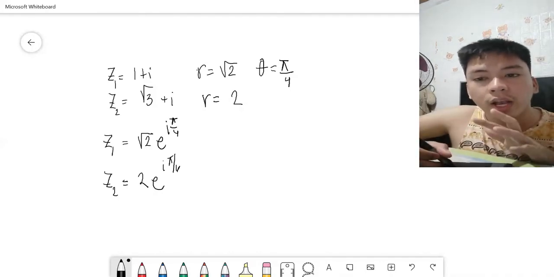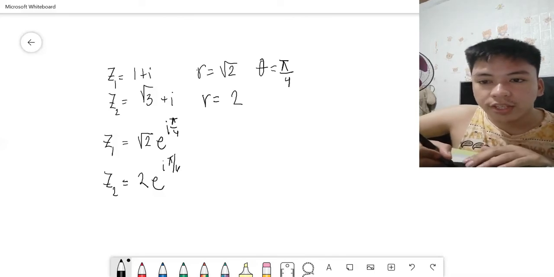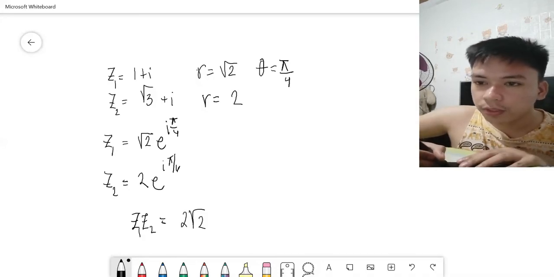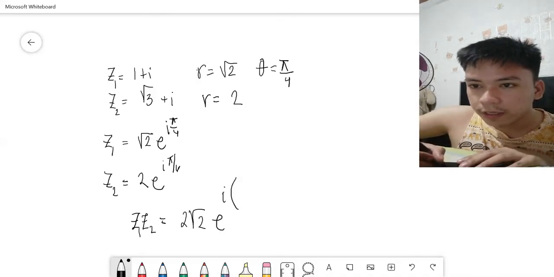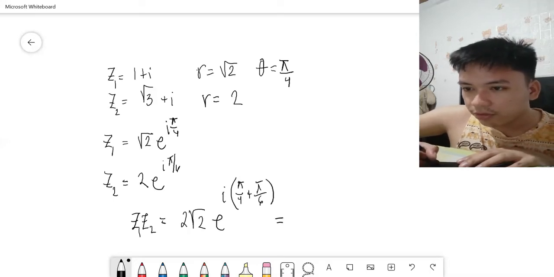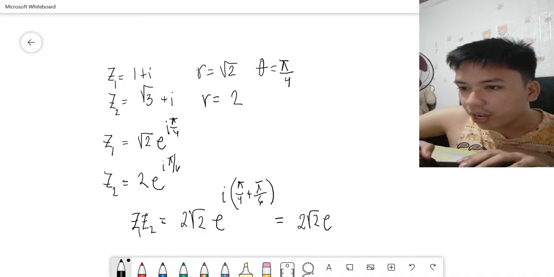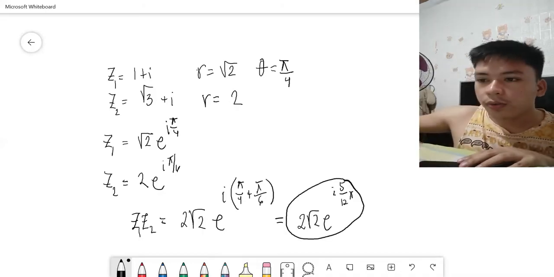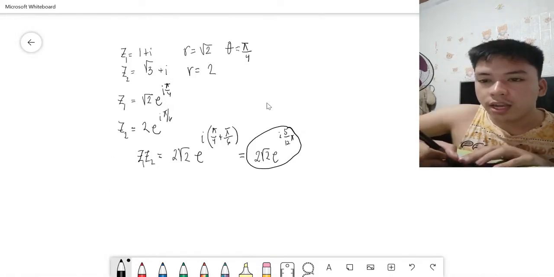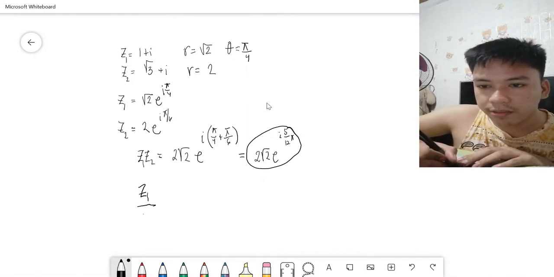Now, since I know this is how I write z1 and z2 in this manner, the product of z1 and z2, I can write this as 2 square root of 2 e to the i, pi over 4 plus pi over 6. And so I have 2 square root of 2 e to the, what's pi over 4? That's 12, so that's 3 pi plus 2 pi, so that's 5 over 12. So e to the i 5 over 12 pi. Okay, now to take the argument of this, I'll just solve this first when z1 is divided by z2.